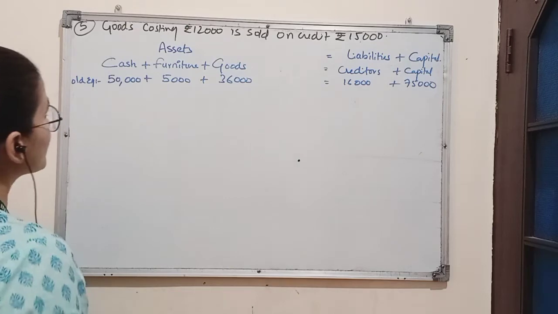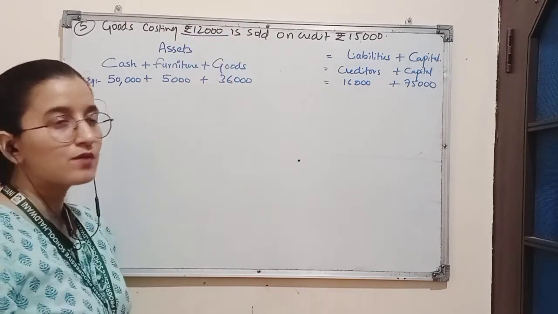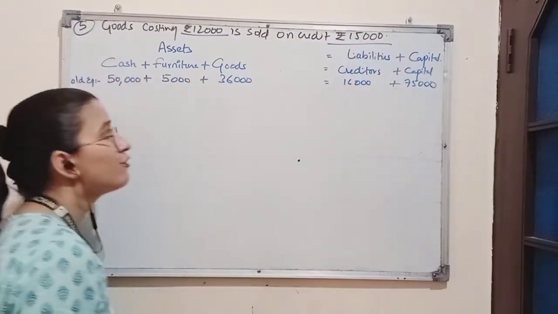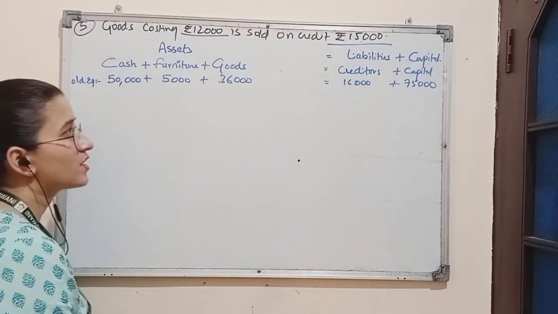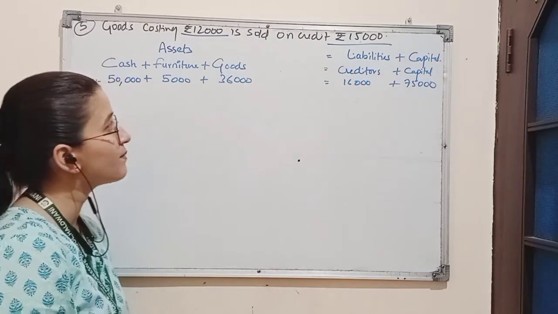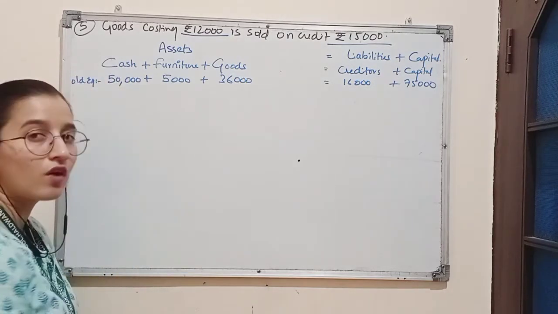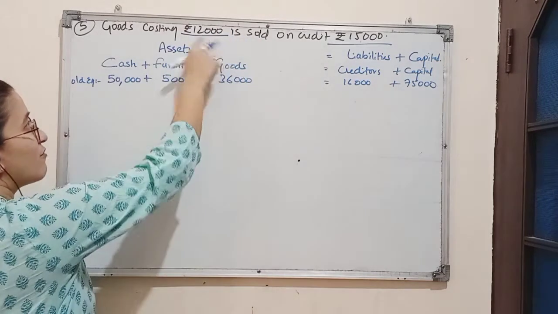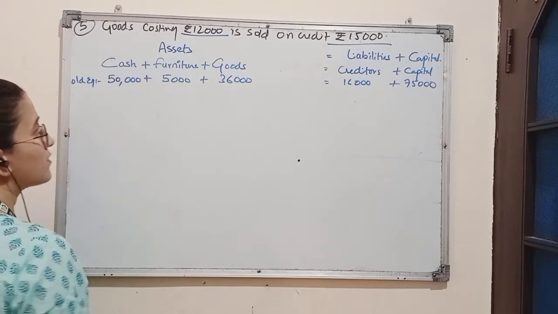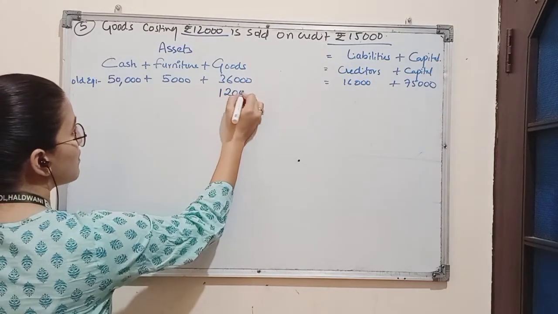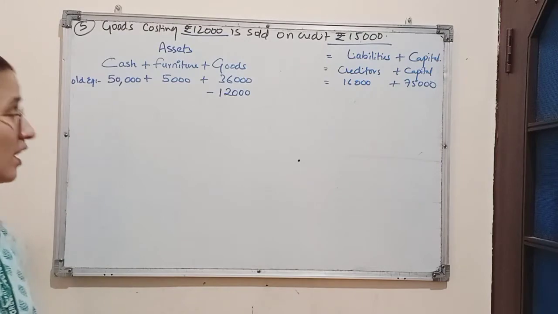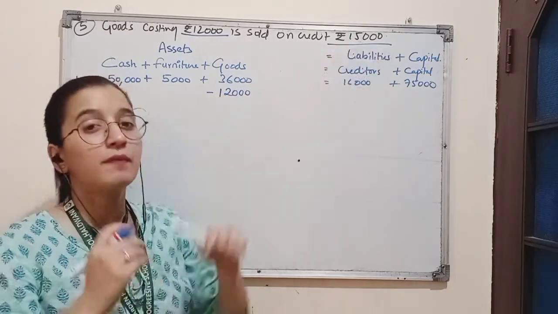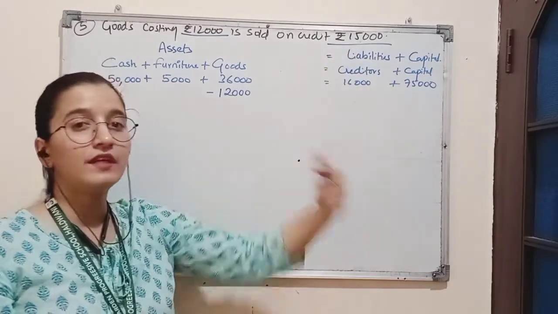The amount of goods sold is rupees 12,000, and it has been sold on credit amounting to rupees 15,000. In this transaction, there is no effect on the cash balance because we are selling these goods on credit. If goods have been sold, the goods are reduced by 12,000, so we will deduct 12,000 from the goods. It has been sold on credit, which means we have not received this amount yet, but we will receive it in future.